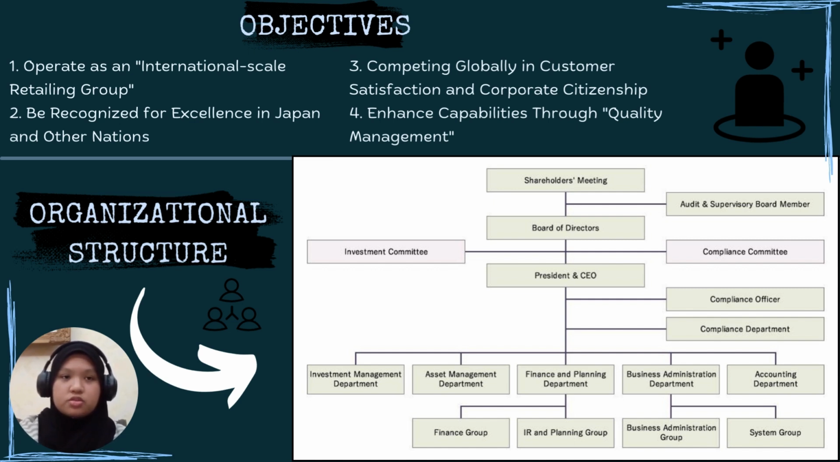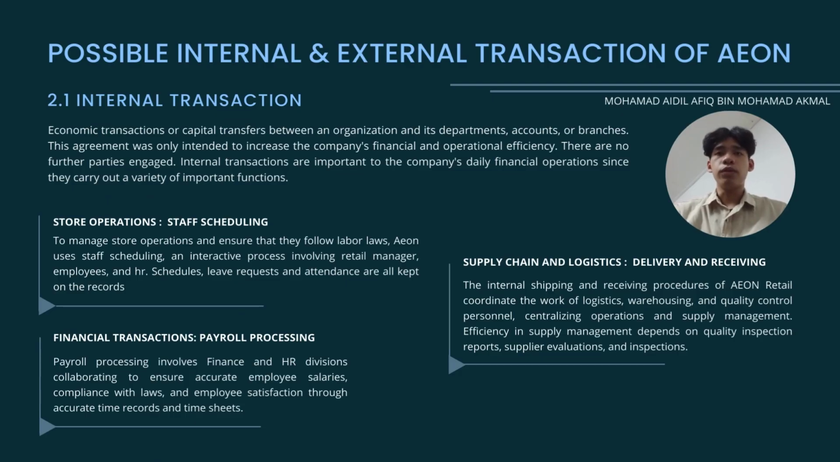The third is to compete globally in customer satisfaction and corporate citizenship, meaning they want to ensure the shopping experience for customers globally by delivering exceptional customer service and satisfaction in all markets. The last objective is to enhance capabilities through quality management by continually enhancing the business procedures, goods, and services. Below is the full organizational structure of Aeon Company. Next, we move to the slide on possible internal and external transactions of Aeon.